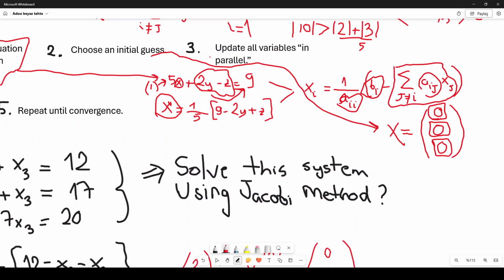And in the third step, after giving the very first initial guess, we start iterating. So we find the new values with respect to the older values. By older values, I mean the values that we obtained in the previous iteration. And when we find the new values, at the next iteration, we use our new values.